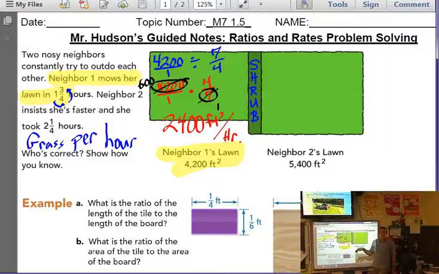So try neighbor 2 and see if their rate was the same. Try it on your own. Do the square footage divided by time.